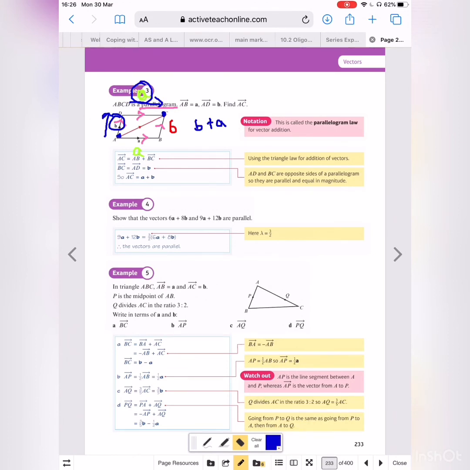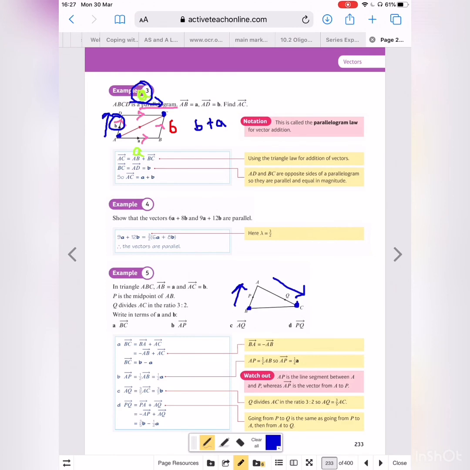Okay, so then let's look at example 5 in the triangle. So again, it tells you the lengths. Q divides AC in the ratio of 3 to 2. Write in terms of A and B, B to C. Okay, so we're going to find B to C. So the way we're going to do that, put our dots on. Okay, so we can see that we're going to have to go that way.